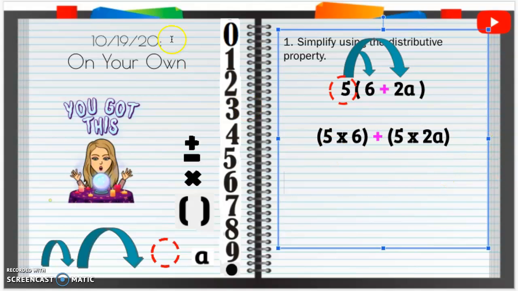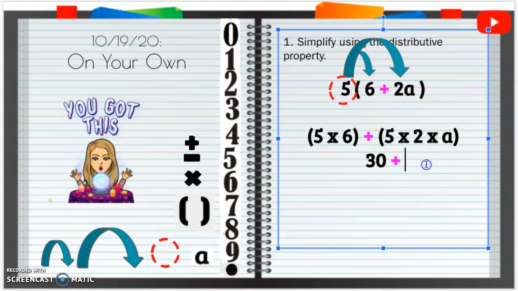All right, now, 5 times 6, it's going to be 30. I'm going to keep this addition. 5 times 2 times a. What's 5 times 2a? So in this case, if you take a look, 2a means 2 times a. When you're multiplying, remember, we can go from left to right here. What is 5 times 2? I know that's 10. And then that 10 times a, we don't know what that is, so we're going to keep it as 10 times a.